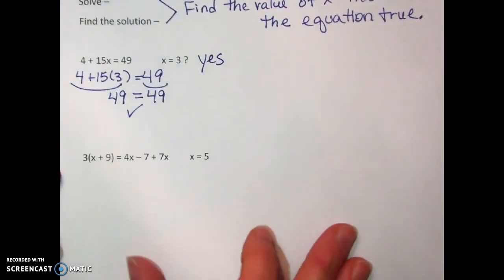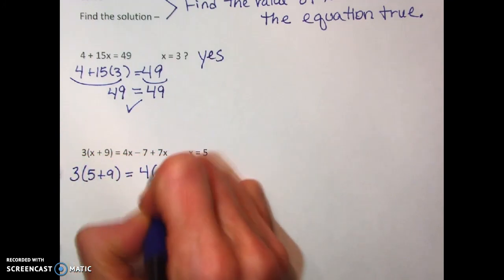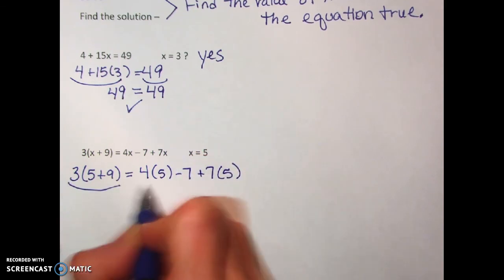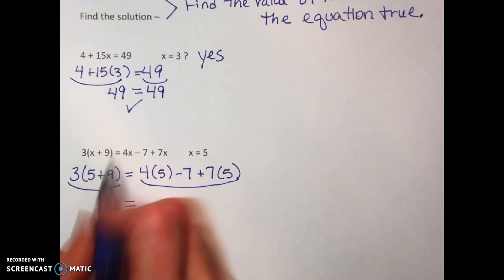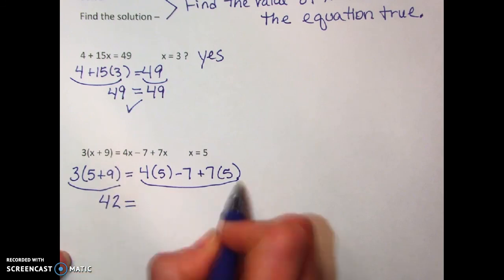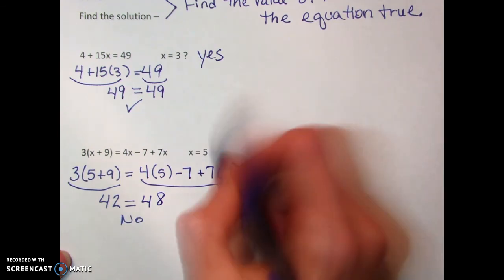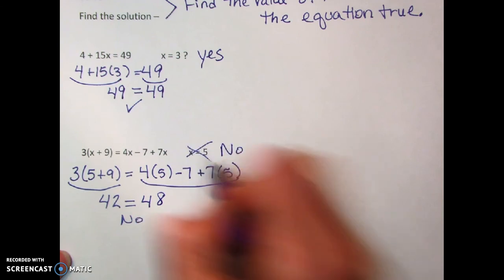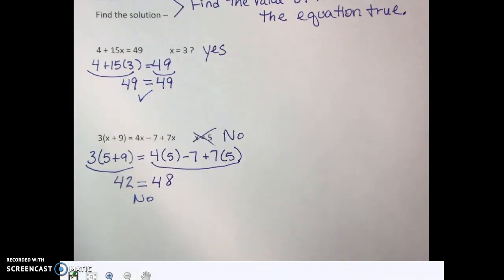Okay, let's try another one of those. If we put 5 in here for X, everywhere we see an X, we put a 5 in. And then we work out the left-hand side, and we work out the right-hand side, and we get answers. We're going to see that the left-hand side works out to be 42, and the right-hand side works out to be 48. So this doesn't work. This is false. So is X equal to 5 a solution? No, it is not a solution. It will not work. So we're trying to figure out if the number they gave us is a solution to the equation or not.